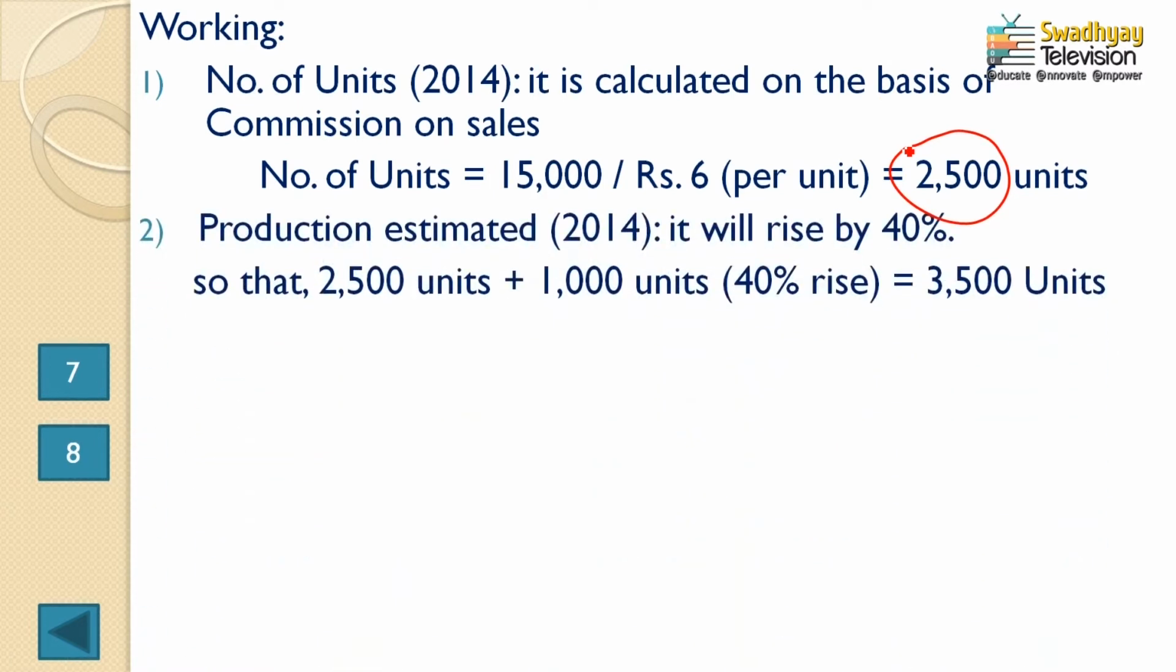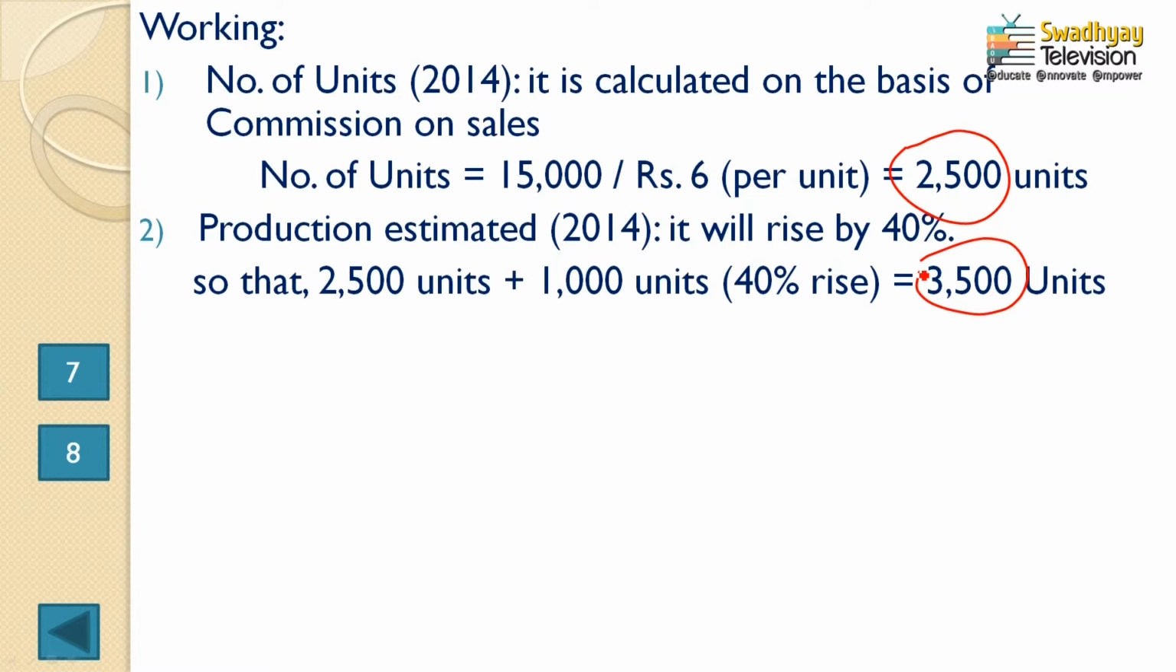We need to change how much percent it will increase in the year 2014. So the production estimated for the year 2014 will rise by 40%. We have an adjustment for the proportion increased in the year 2014. So 2,500 units were manufactured in the year 2013, increased by 40%, it comes to 1,000 units. So in that way, the total number of units manufactured in the year 2014 is 3,500 units.